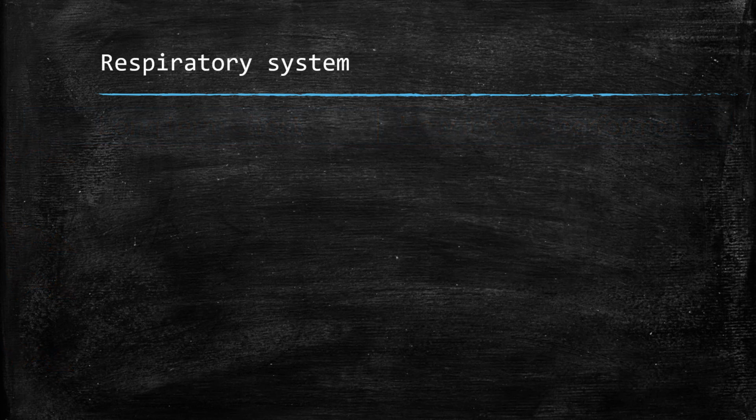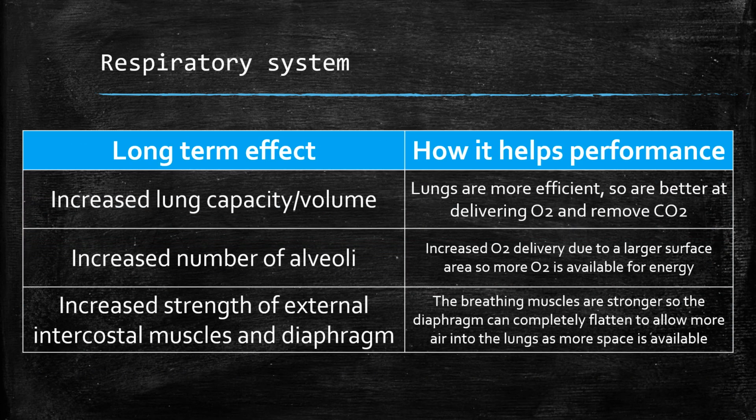Okay, we now have the respiratory system, again made up of the cardiorespiratory system. We have a number of long-term effects. The first one is an increase in lung capacity or volume. So I'm going to be able to inhale and exhale more air per breath. The lungs are much more efficient, so I'm going to be able to be better at delivering oxygen and also removing carbon dioxide, which we know is a byproduct of exercise.